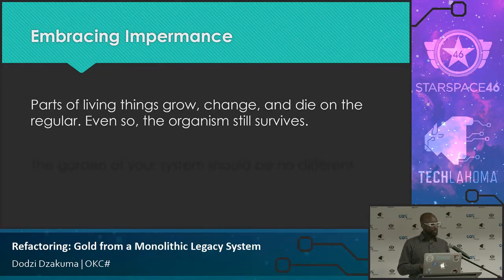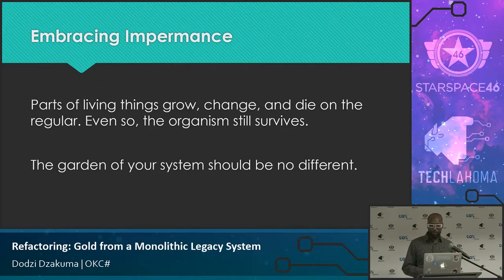And I'm taking this from another presentation, which was pretty awesome, but living things grow, change, and die on the regular. Right now in your body, there's cells dying. There's cells growing back. It happens all the time, but you are still you. And you're still you because of that. You can break your arm, and eventually, it's good. We're not like lizards. We can't lose a tail and grow one, unfortunately, but we're pretty resilient over time. And I don't think the garden of your system should be any different. It should be the same.